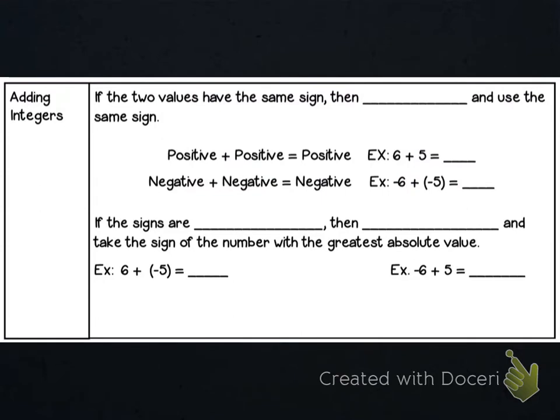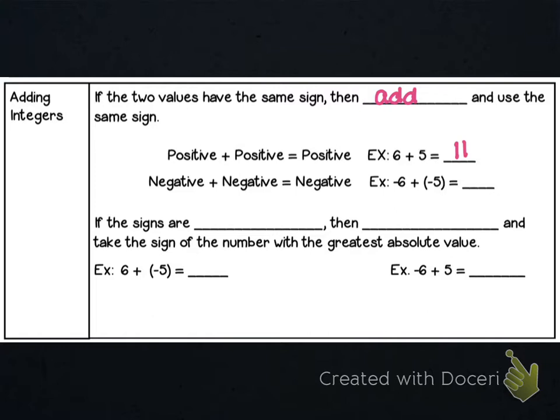So when we add integers, if the two values have the same sign, then we are going to add and use the same sign. So meaning if we are adding a positive number plus a positive number, we're going to have a positive sum. So our example is 6 plus 5. We know that that is 11, and both of our numbers are positive, therefore our answer is positive.